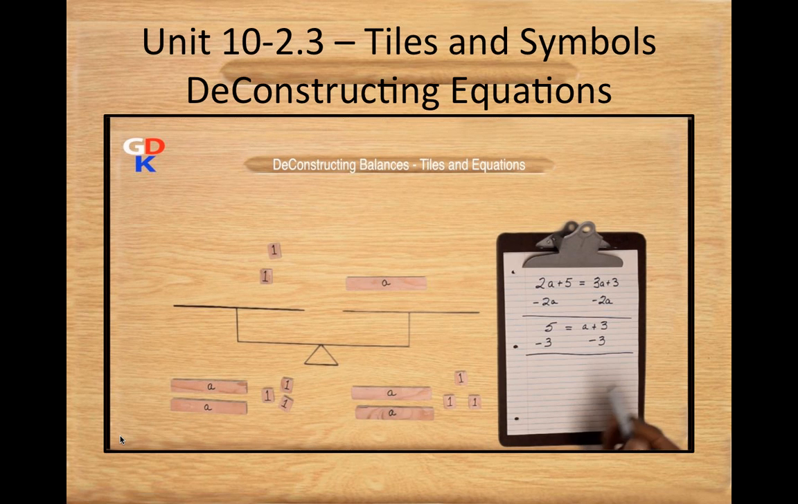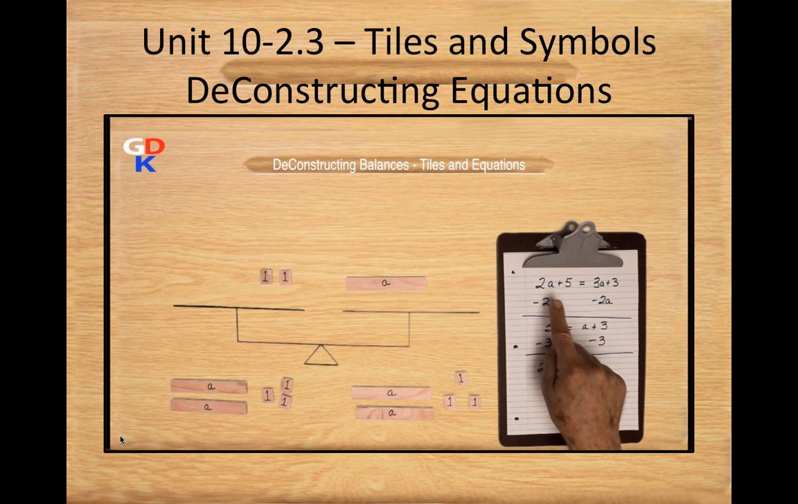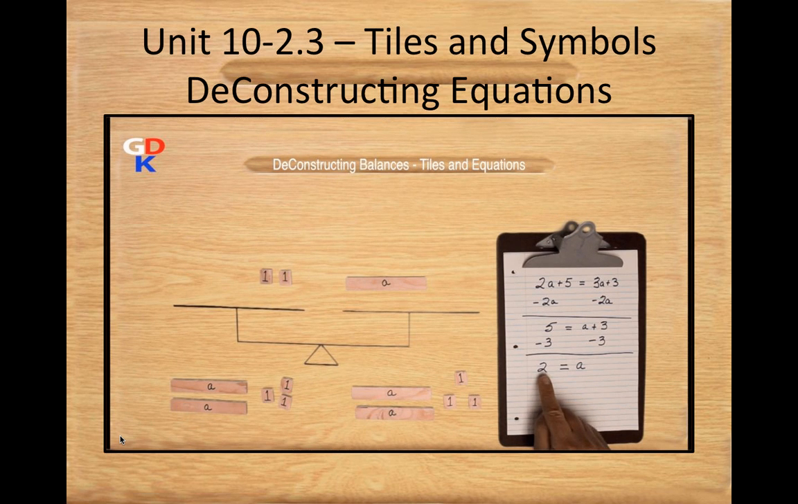And the result of that, on the left-hand side, we're going to have 2, because 5 minus 3 is 2. And on the right-hand side, we're just going to have a, because 3 minus 3 is 0. So when we start with the balance 2a and 5, balancing 3a's and 3, we end up with 2 balancing 1a. That means that the equation 2a plus 5 equaling 3a plus 3 is solved when 2 equals a.